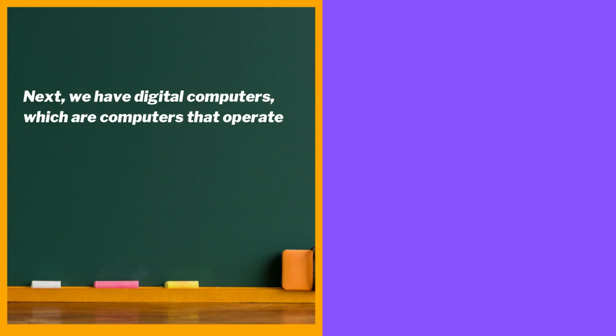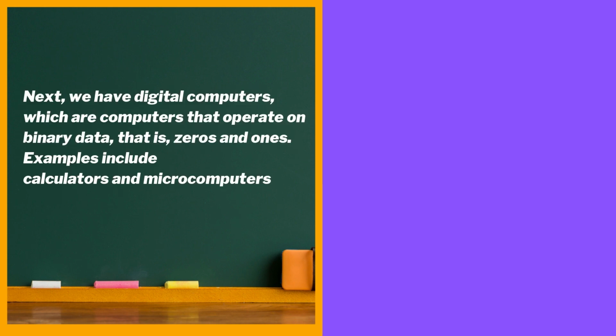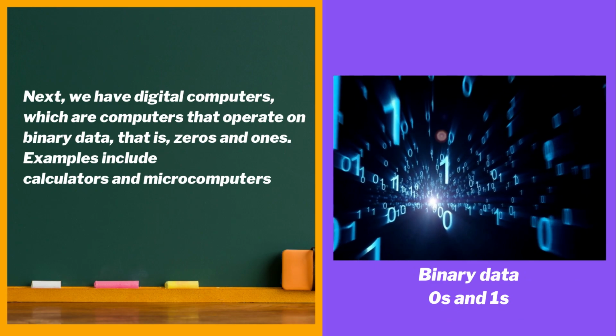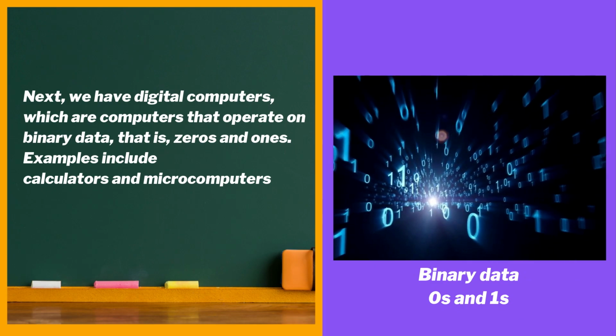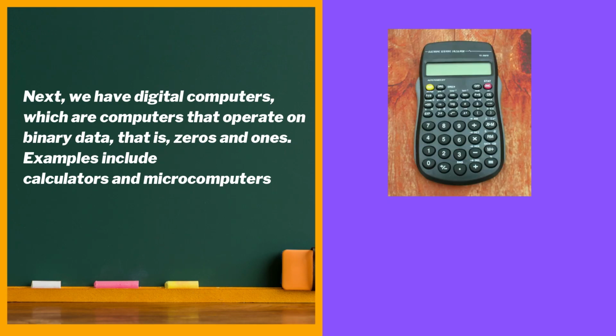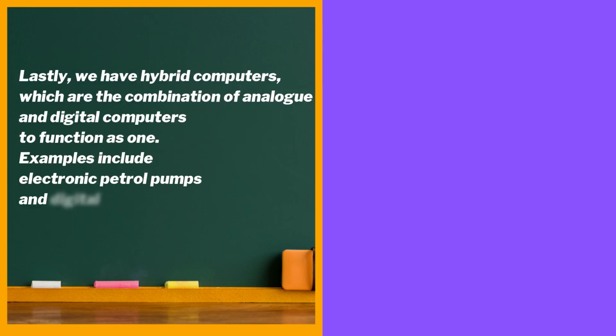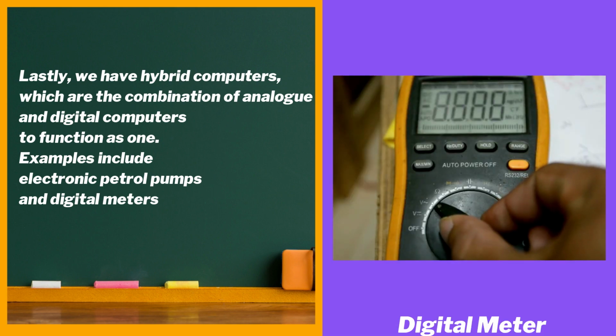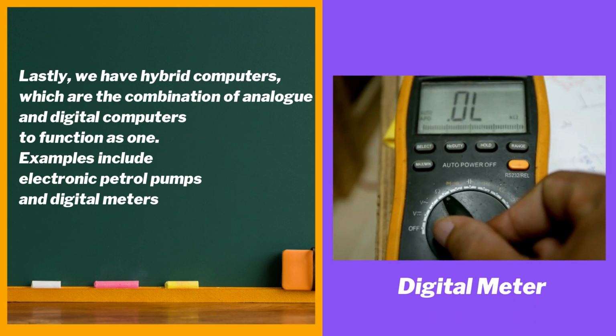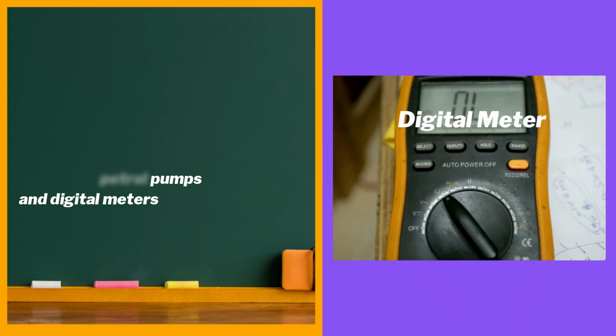Next, we have digital computers, which are computers that operate on binary data, that is, zeros and ones. Examples include calculators and microcomputers. Lastly, we have hybrid computers, which are a combination of analog and digital computers functioning as one. Examples include electronic petrol pumps and digital meters.